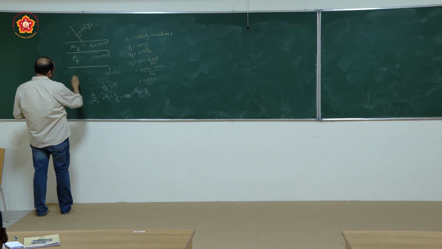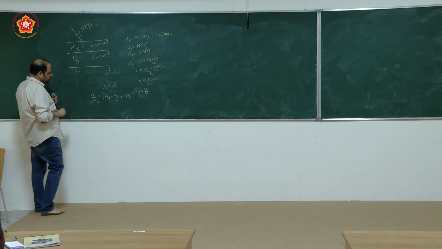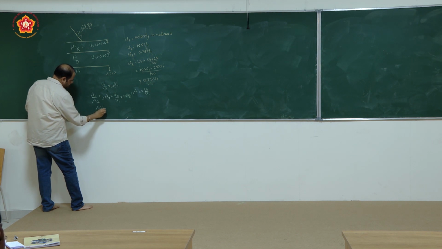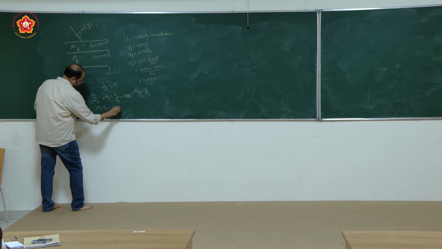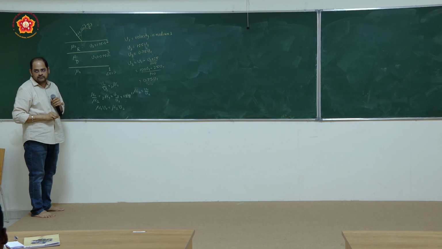So mu2 by mu1 we are looking at now. So we can use this relation here and put it down: mu1 into V1 is equal to mu2 multiplied by V2. Forget about that part. Can I write down like this?